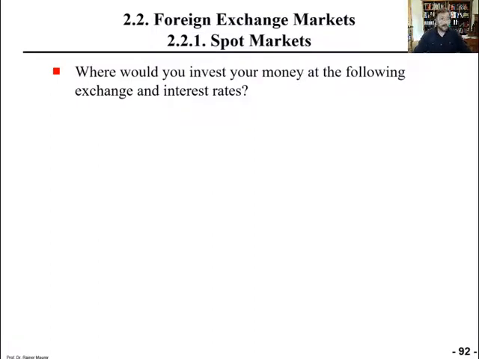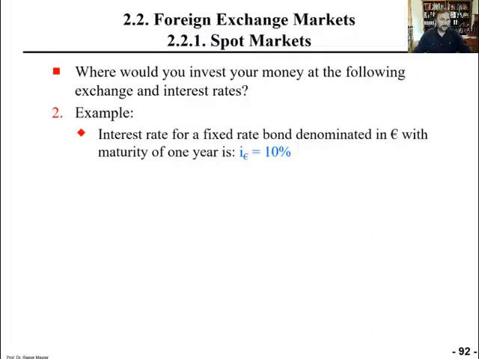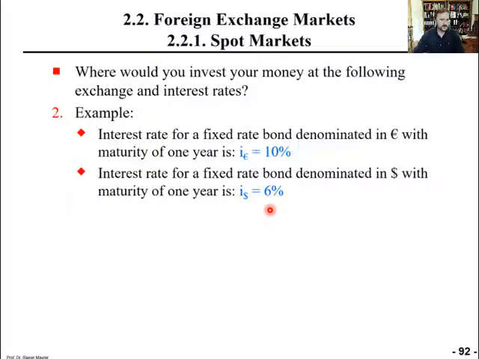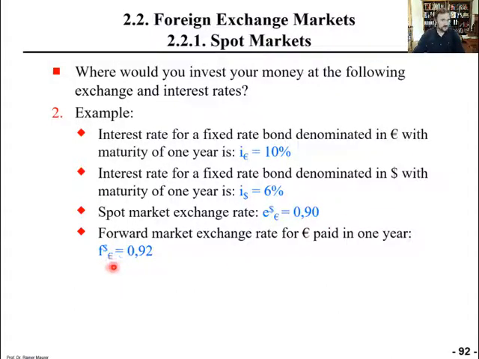Now let's try another example. That again shows a dollar interest rate of 10%, a euro interest rate of 6%, just as before, but a spot market exchange rate now of only $0.9 per euro instead of $1 per euro. So this is now a depreciated value of the euro against the dollar. For simplicity, we take again the same forward exchange rate of $0.92 per euro.